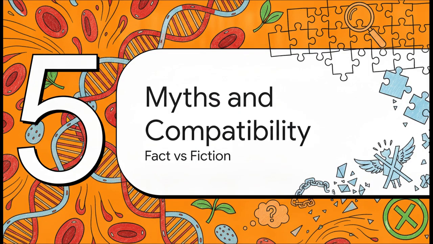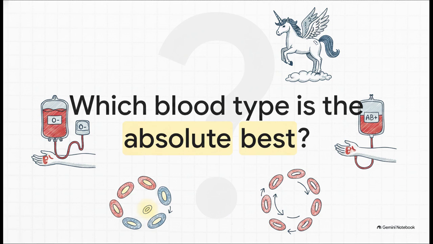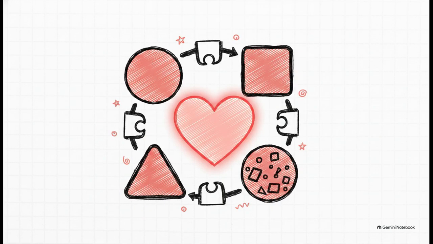Finally, Section 5. Myths, compatibility, and you. It's time to separate fact from fiction. So after looking at all these universal donors, universal recipients, and rare biological unicorns, it naturally brings up a highly subjective question. Which blood type is actually the best? I'll let you just think about that for a second. Honestly, there isn't one. There is absolutely no best blood type.